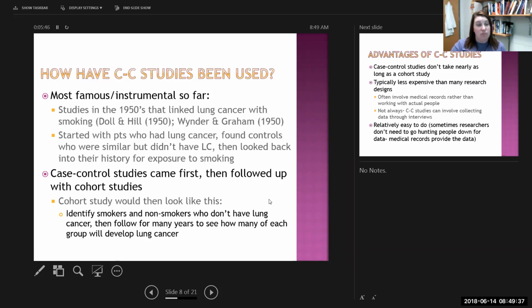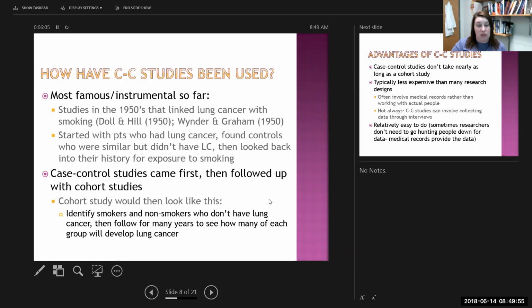So it started with patients that had lung cancer. We found a control group who were similar but did not have lung cancer, and then looked back into their history for exposure to smoking. Case control studies came first, and then we started following those up with cohort studies.